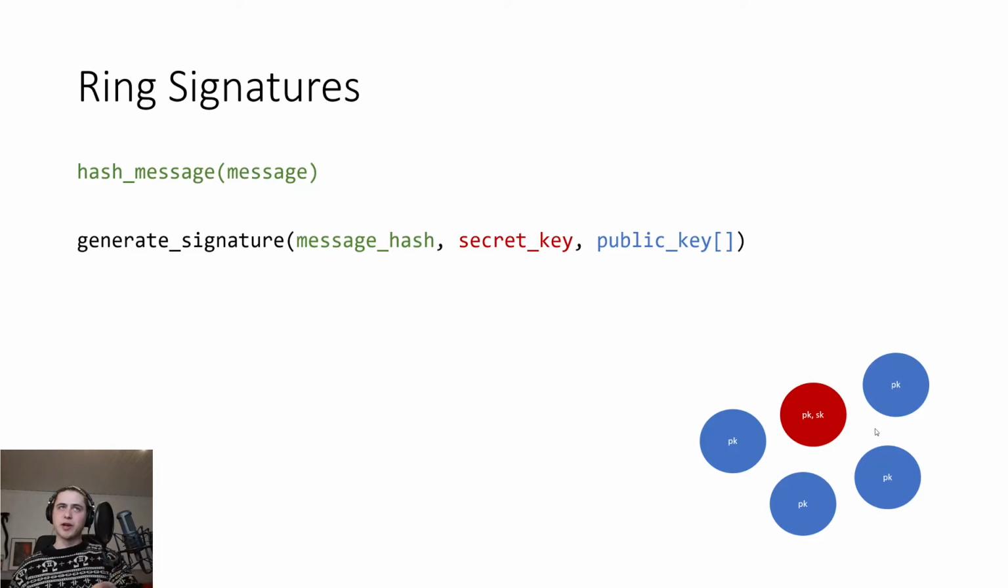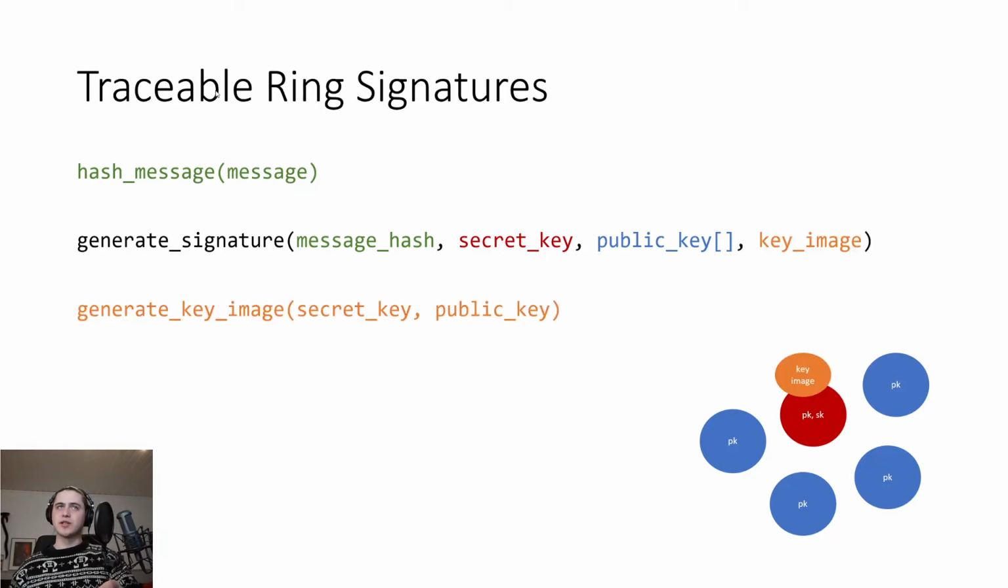But then there's the problem: how do you prevent someone from voting twice? That's where the next slide comes in, where we go from ring signatures to traceable ring signatures. And here we have this thing called a key image, which is the way that we prevent someone from being able to vote twice. So you can think of the key image as a secondary public key that you generate from a secret key and public key in a deterministic way, but people don't know which of the public keys it corresponds to.